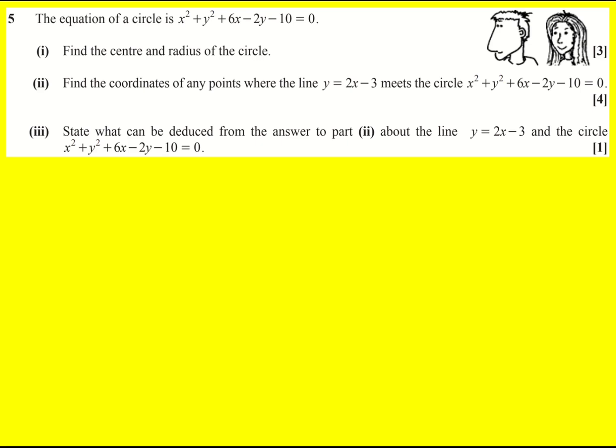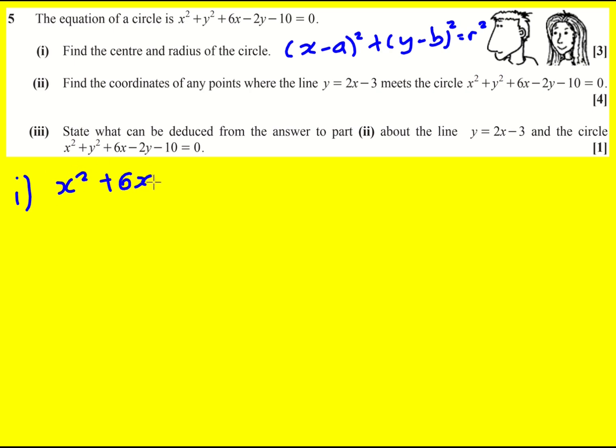We're given the equation of a circle and we're asked to find the center and the radius. So let's write down the general equation of a circle. This is actually an application of Pythagoras' theorem, but you get x minus a all squared plus y minus b all squared equals r squared. So we're trying to write it in that form basically, and that's going to involve some completing the square.